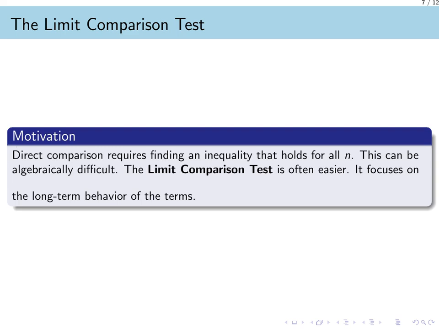The limit comparison test offers a more straightforward approach. Instead of a strict term-by-term inequality, it examines how the terms of the two series behave relative to each other in the long run. As n approaches infinity, it does this by calculating the limit of their ratio. This method is especially effective for series whose terms are rational functions of n, such as one polynomial divided by another. The key idea is that if the terms of two series are proportional in the limit, then both series must share the same fate. They either both converge or both diverge.